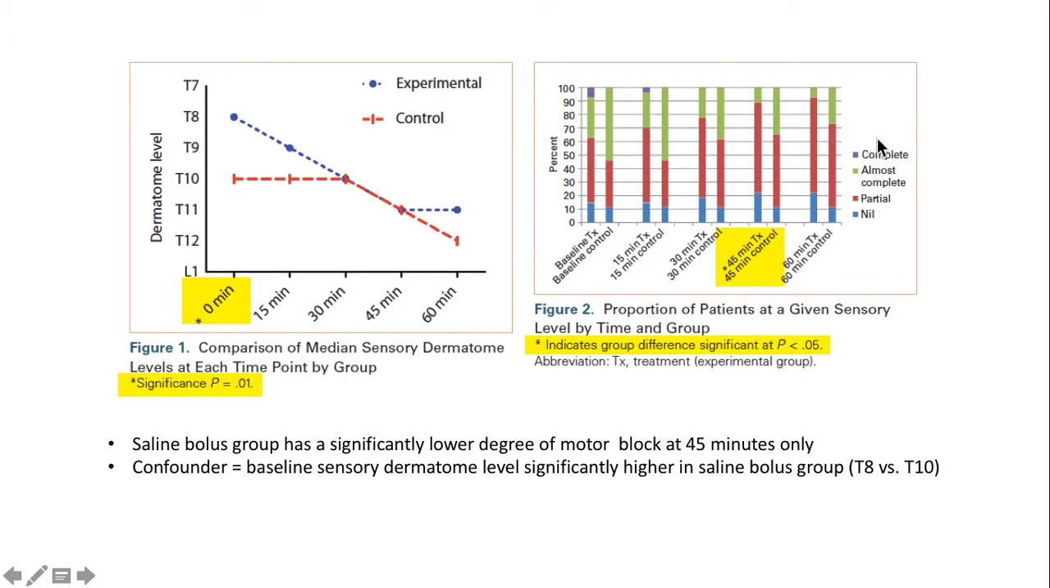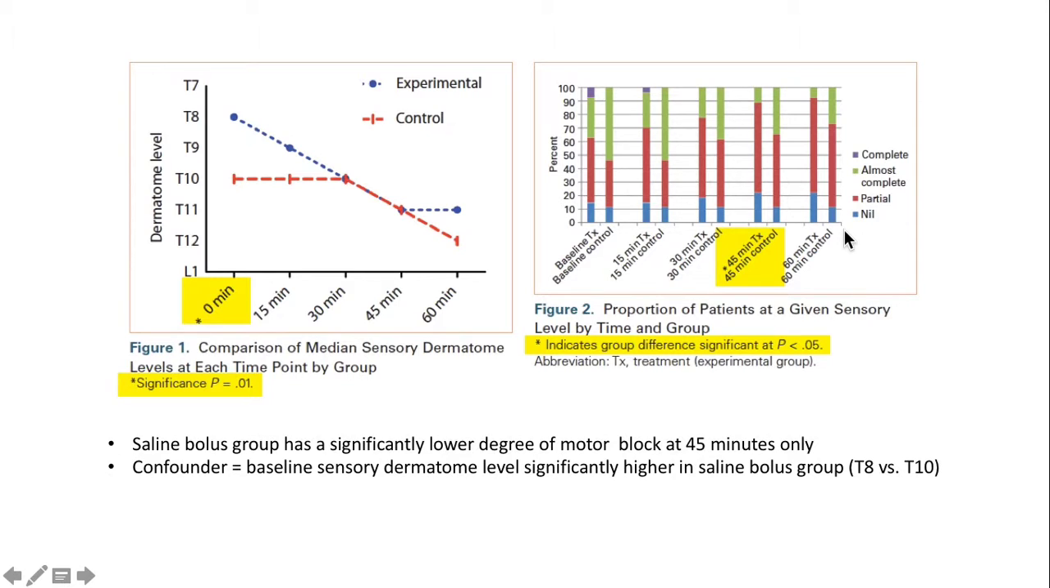Now here, if we look at the degree of motor blockade with the Bromage scale, with complete being purple and green being almost complete, those are significant degrees of motor blockade. Now if we just look at the data, this is baseline, treatment group, and control group. There are slight differences there, but what we're seeing is a little bit larger effect there. No significant differences at baseline, 15 or 30 minutes. But at 45 minutes, we see a pretty large difference, at least in the almost complete group. And then there's no significant difference there.